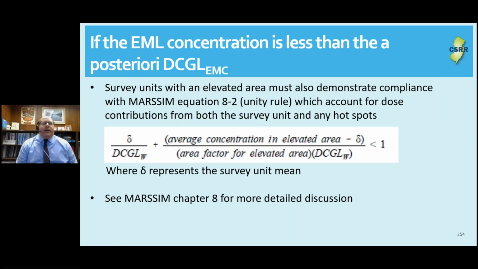Finally, if you have established that a hotspot complied with this elevated measurement comparison and the survey unit passed a recommended statistical test, then the final step for a survey unit is to account for the combined dose contributions from the survey unit and the hotspot. Here, the DCGL-W, which is for the whole survey unit, is the applicable release criteria for the whole survey unit. There is more extensive discussion of this assessment in MARSSIM Chapter 8. Next.